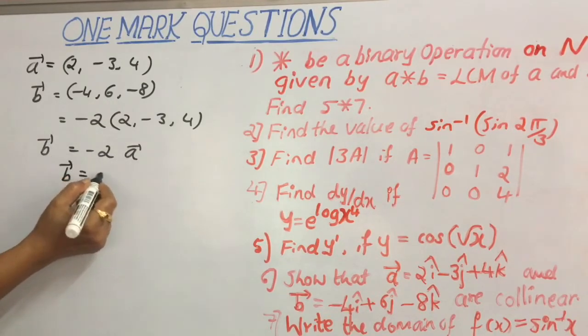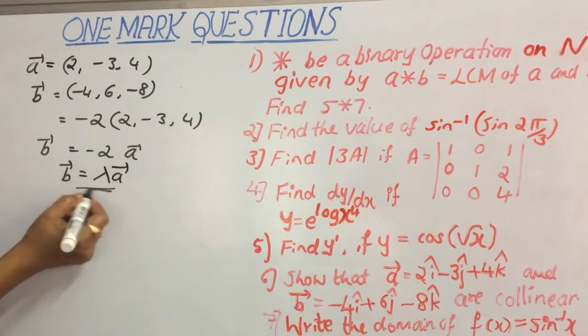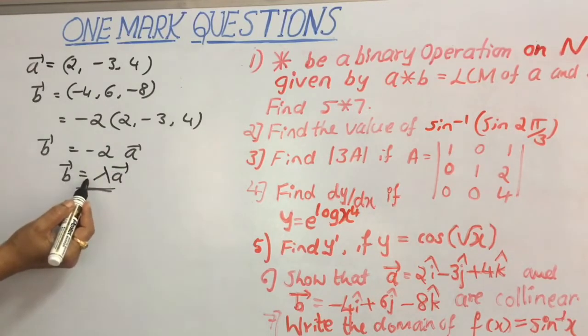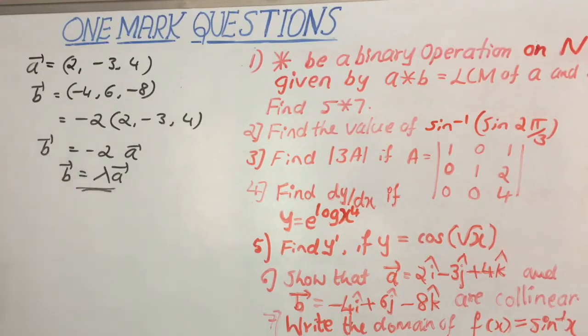That means vector B equal to lambda times vector A. One vector can be represented as the scalar multiple of the other vector. So the given two vectors are collinear. Now move on to question number 7.